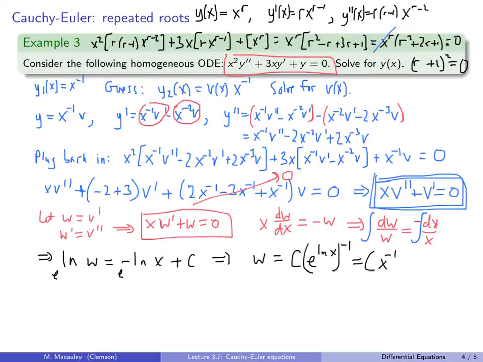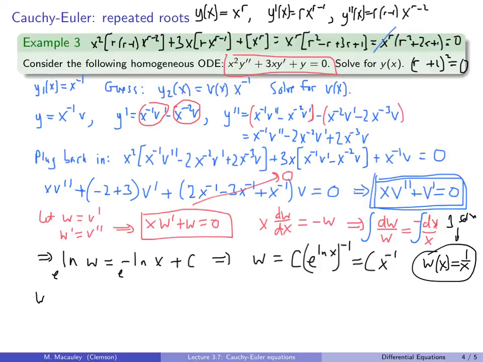We don't need the general solution. All we need is any solution. We don't need a general solution for v. We just need any v. And so to find any instance of v, we need to find any instance of w. So this is the general solution for w. So here's the w that works. w of x equals 1 over x. This is one solution. And that's all we need, is one solution.